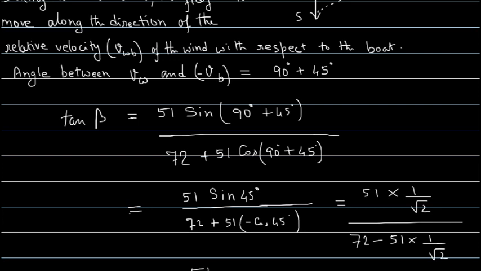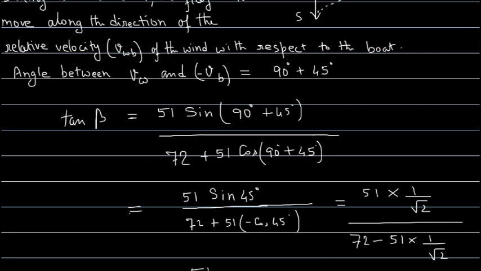VWB, the velocity of the wind with respect to the boat. The angle between VW and minus VB is equal to 90 plus 45. tan beta is equal to 51 sin(90 plus 45) upon 72 plus 51 cos(90 plus 45), which is again equal to 51 sin 45 upon 72 minus 51 cos 45, which is again equal to 51 into 1 by root 2 upon 72 minus 51 into 1 by root 2.